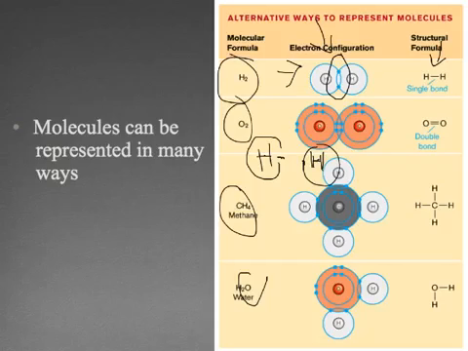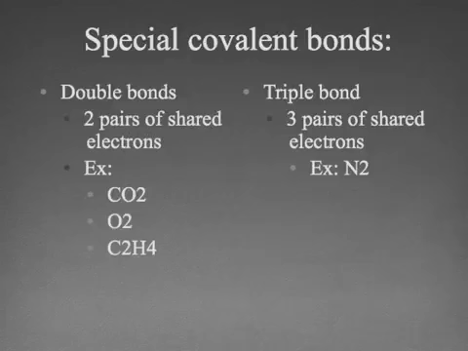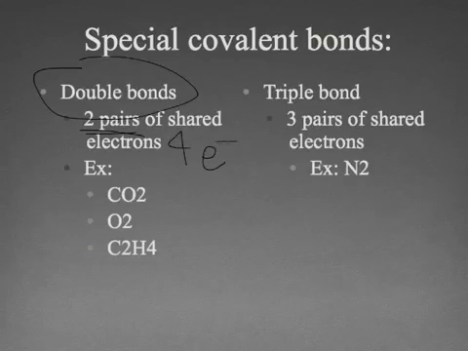Oxygen, remember, each oxygen had 6 electrons. So if the oxygens share 4 electrons total, now this one right here has 1, 2, 3, 4, 5, 6, 7, 8 in the outer ring. And this one over here has 1, 2, 3, 4, 5, 6, 7, 8 in its outer ring. So they both have 8, but they had to share 4 electrons to accomplish that. So that's called a double bond. Double bonds have 2 pairs of shared electrons. And remember, by 2 pairs, I mean 4 electrons total.